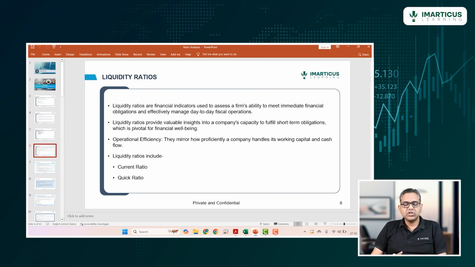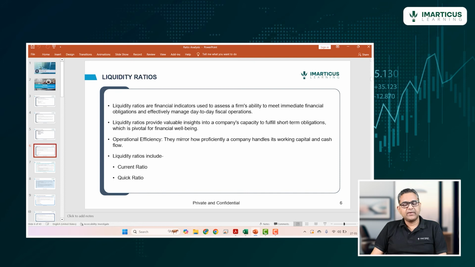So what are my immediate financial obligations, right? For example, short-term debt which we need to pay down this year, or there are some salary payables, or we need to pay some creditors, rent payable. All these are current liabilities. So does the company have the ability to pay its current liabilities effectively? That we capture through liquidity ratios.